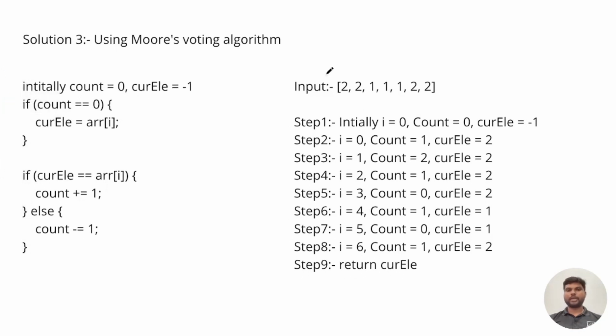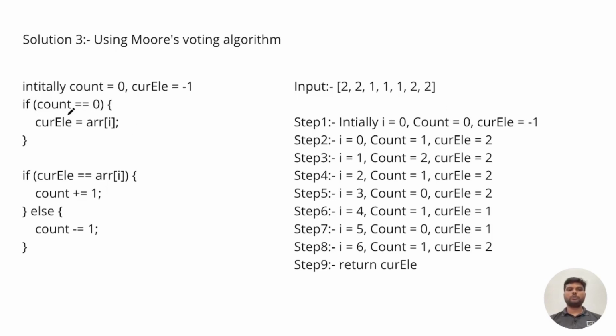Here we are given an input array 2, 2, 1, 1, 2. Initially i is equal to 0, count is 0 and current element is equal to -1. In the first iteration of the for loop, i will be 0. Then we will go to this if condition. We will check if count is equal to 0. Well, that's the case.